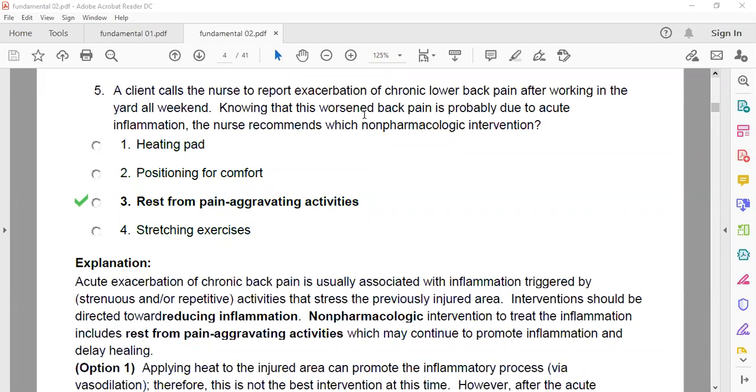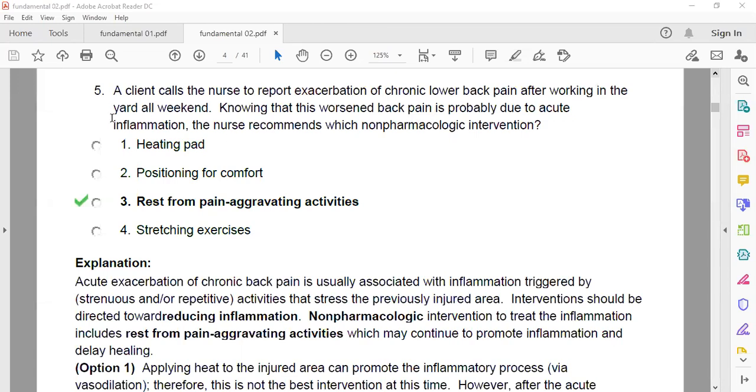And she mentions working all weekend in the backyard, knowing that the worsened back pain is probably due to acute inflammation. The nurse recommends which non-pharmacological measure? This question is really easy, right? It already mentions non-pharmacological, right? So when a patient comes to you, we should always try to manage in a non-pharmacological way first, right? Something important I want to share with you right away: inflammation.